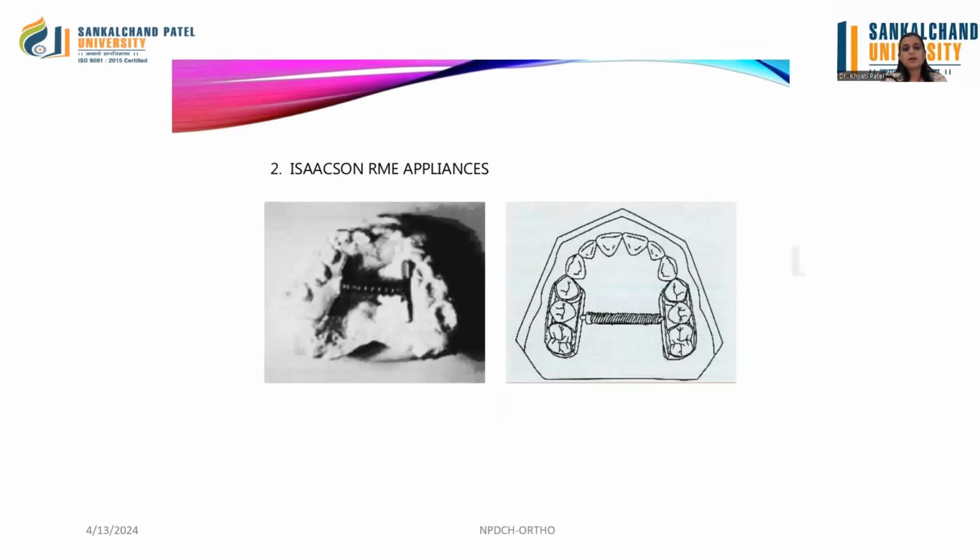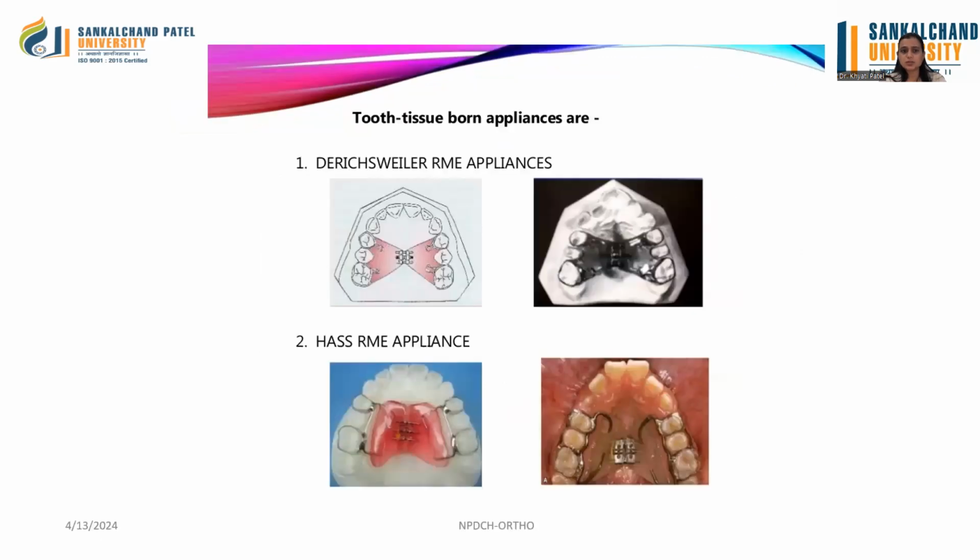This is the figure of the Isaacson appliance which was previously used, in which there is one compressed coil placed between the posterior teeth, and it is soldered with the posterior bands, and we can give the expansion force in the posterior teeth.